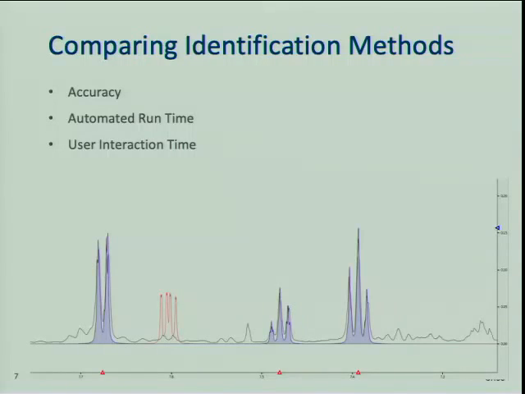Automated runtime really gets down to how long the computer has to run and how much processing power is required. This is considered a hands-off time, but still important to take into account when looking at programs. And then user interaction time is more related to the manual input that is required of a user when interacting with a program.